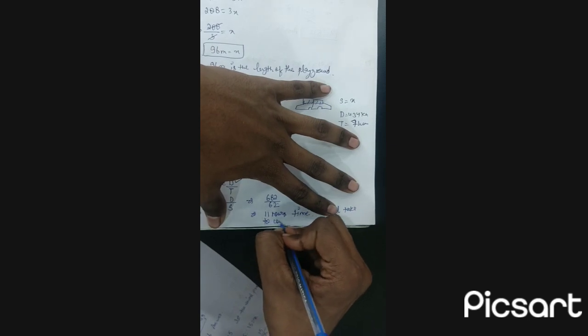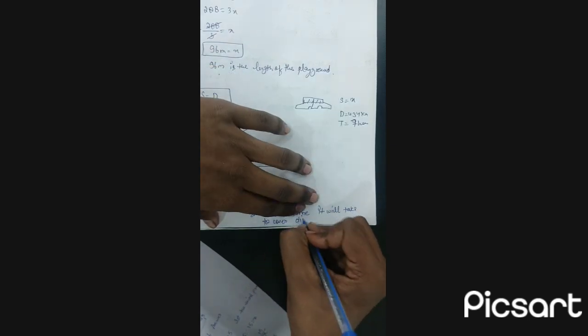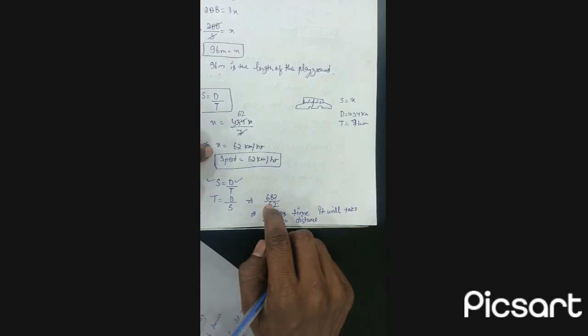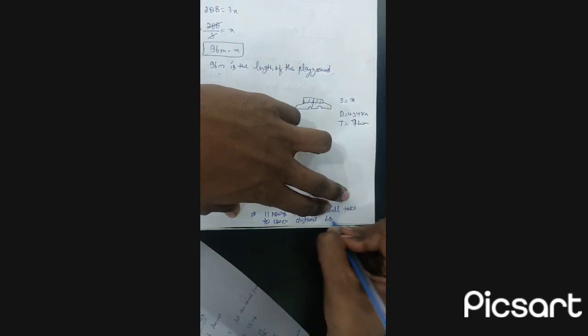The car will take 11 hours to cover the distance. How much distance was given? 682 kilometers. Understand? Question number 12 was also easy, not this tough. Now from here we will be coming to the next question.